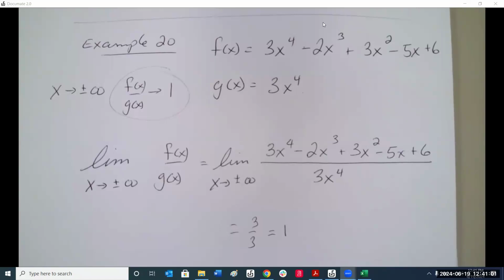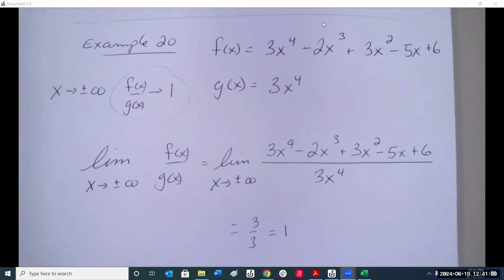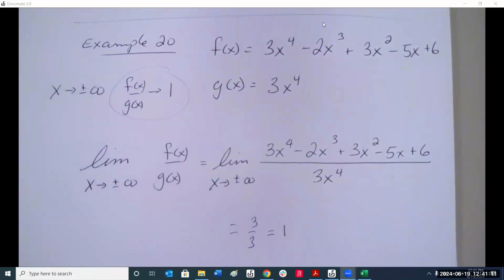Okay, that does it for chapter 2. Finally, would it make a difference if x was going to a different number? Yes, if it's going to a number, then we're looking for a vertical asymptote. Then we have to plug it in there.